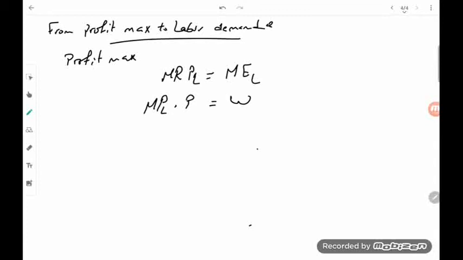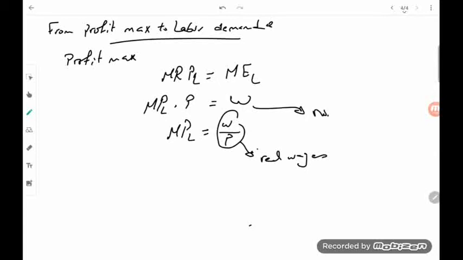So we can rearrange the equation so that marginal productivity of labor equals wage over price, or the real wage rate. This is the real wage, and this is the nominal one. So the profit maximizing condition will be that marginal productivity of labor is equivalent to the real wage earned by this worker.